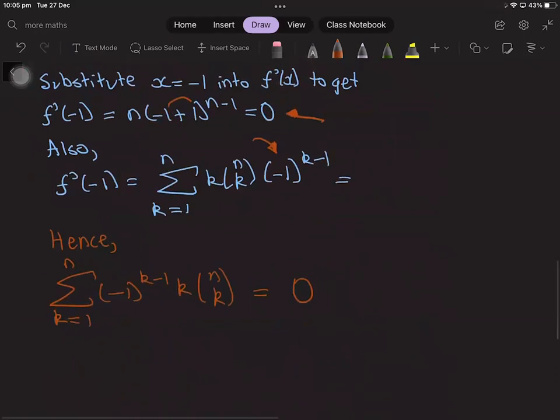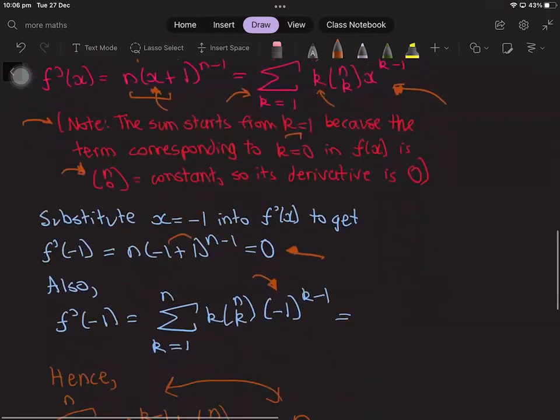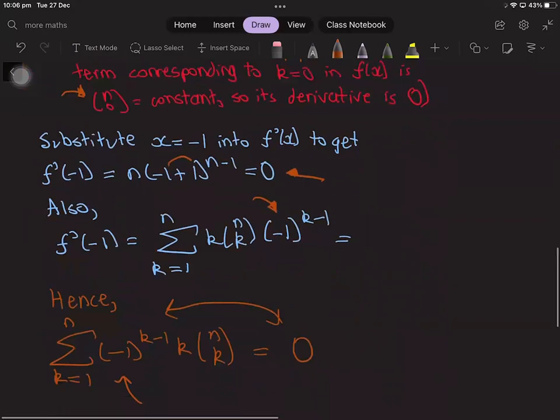So what this means is this is enough to prove what we wanted to prove, which was that the summation of (-1)^(k-1) times k times n choose k from k equals 1 to n is equal to 0. So this completes the proof of this question.